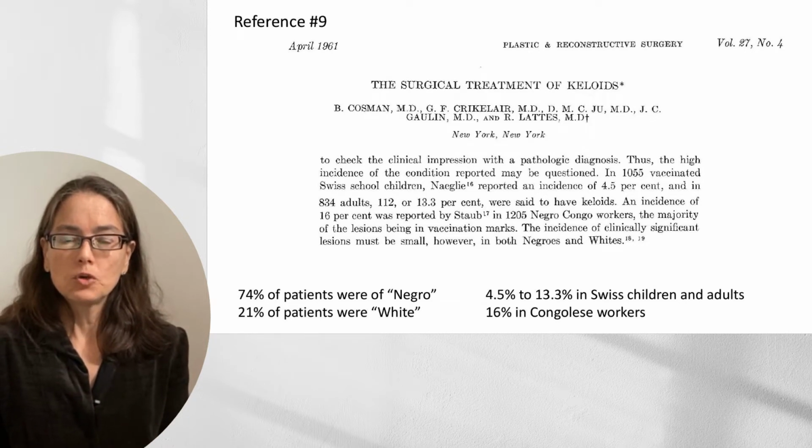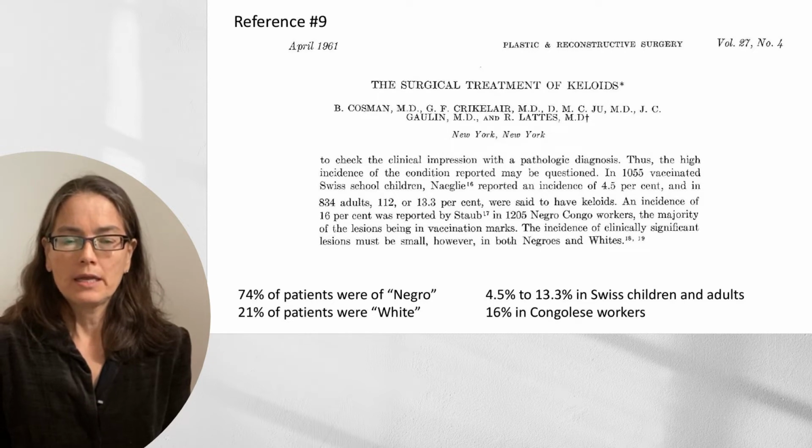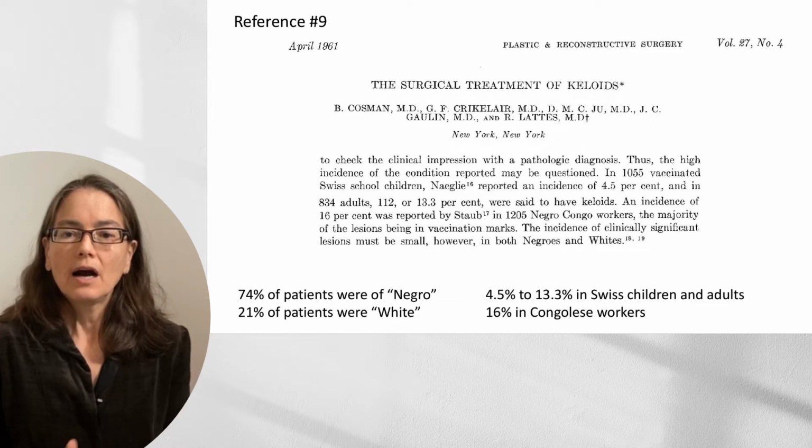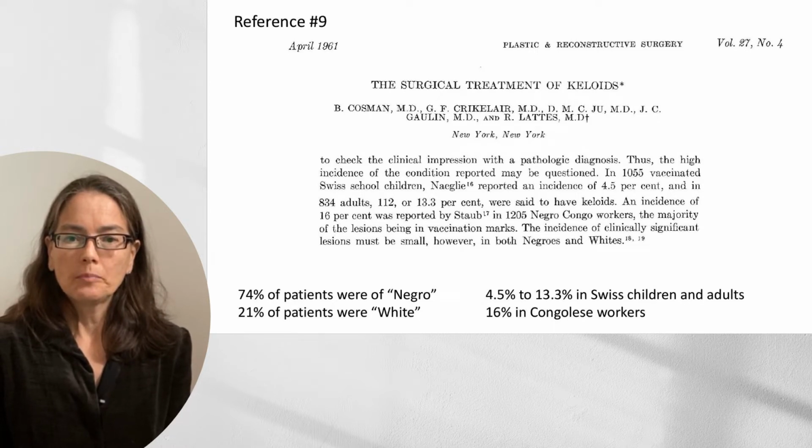Now, they refer to two articles here. Both of them are from 1931 from a dermatologic meeting in Strasbourg. The first paper they mention is from Nagli. It's a population study where they found that 4.5% of school children and 13.3% of Swiss adults had keloids. They have a similar article from that same meeting where Staub reports 16% of adult Congolese workers had keloids.